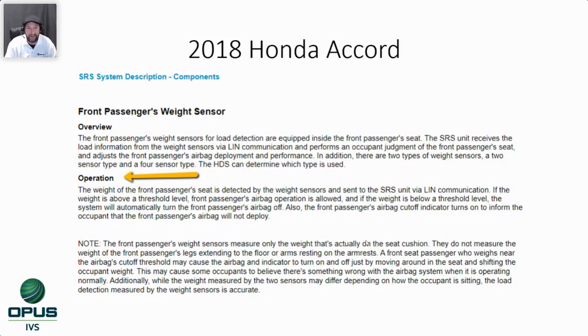The weight of the front passenger seat is detected by the weight sensors and sent to the SRS unit via LIN communication. So we don't need any ODS module anymore. What we have are seat weight sensors that actually communicate directly to the SRS module. So no longer any ODS there to do any kind of interpretation. And it also means to me that we can probably do some testing. What are we going to have there? We're going to probably have a 3-wire sensor, and we can do some testing with it.